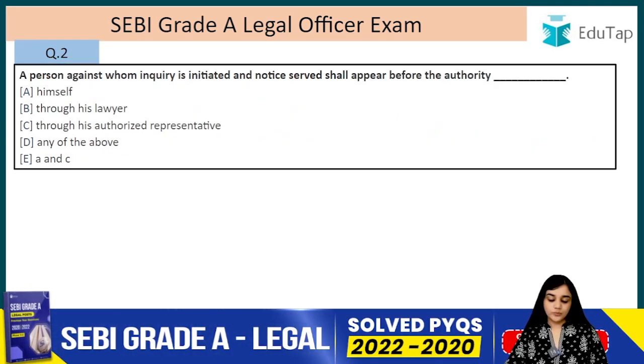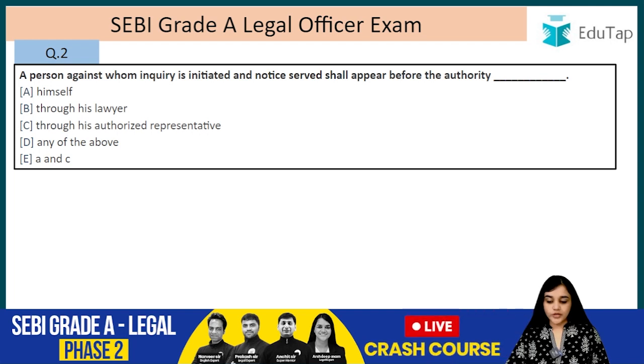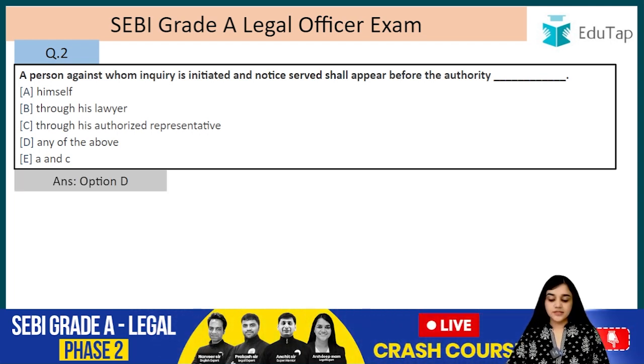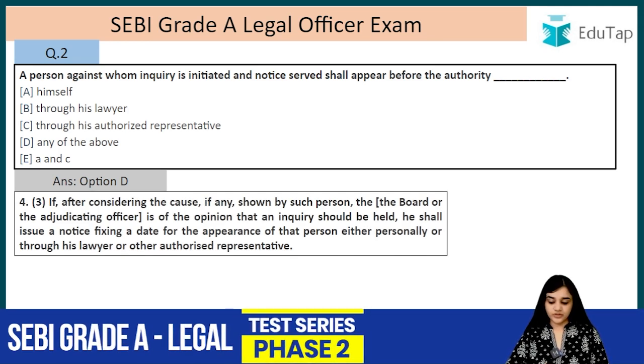A person against whom inquiry is initiated and notice served shall appear before the authority by himself, through his lawyer, or through his authorized representative, or any of the above. So the answer is option D, that is any of the above. We have actually read this in the previous question also.